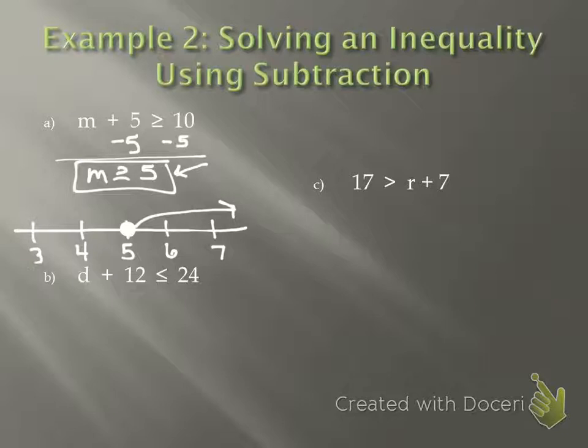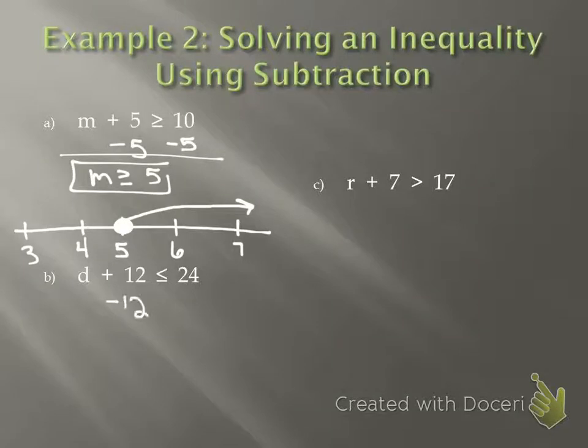Now, here's what it's saying. Okay, let's choose a number greater than 5. What's a number greater than 5? 6. Okay, 7, 10. Let's choose 10. What's 10 plus 5 if I plug it in? It's true that 15 is greater than or equal to 10. So by my graph, I'm saying that all numbers greater than or equal to 5 will make my inequality true if I plug it back into the original. All right, I want you to try B on your own.